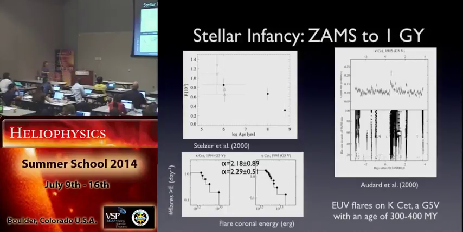You can target particular stars that have a high flaring rate and characterize their distribution. That was done in this study by Audard, who studied a G5 dwarf that has an age of 300 to 400 million years. And they find that the index of this frequency distribution is hovering around 2, which is a magic number where you might be able to extrapolate this distribution to lower and lower flare energies and explain all of the star's coronal X-ray luminosity as being due to flares.